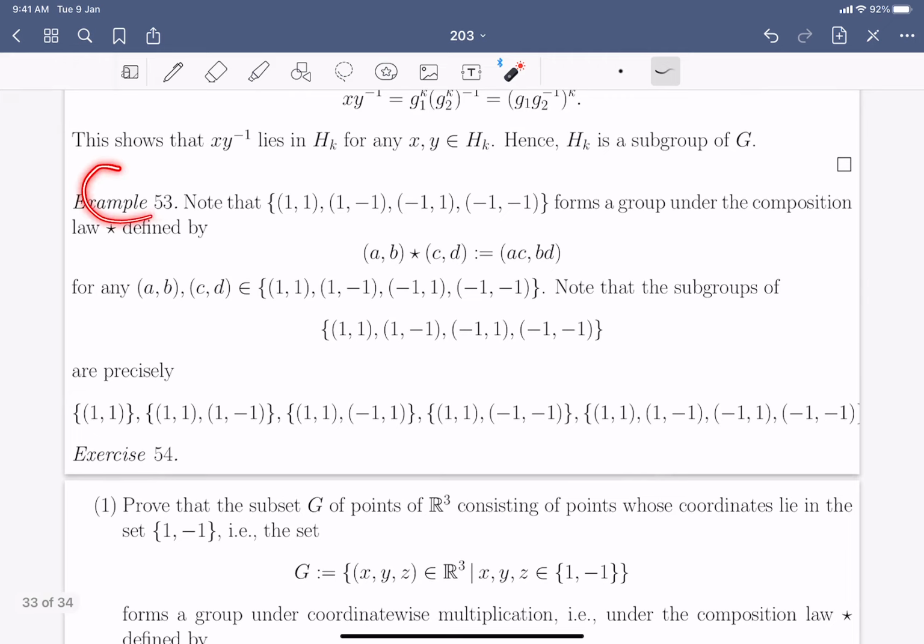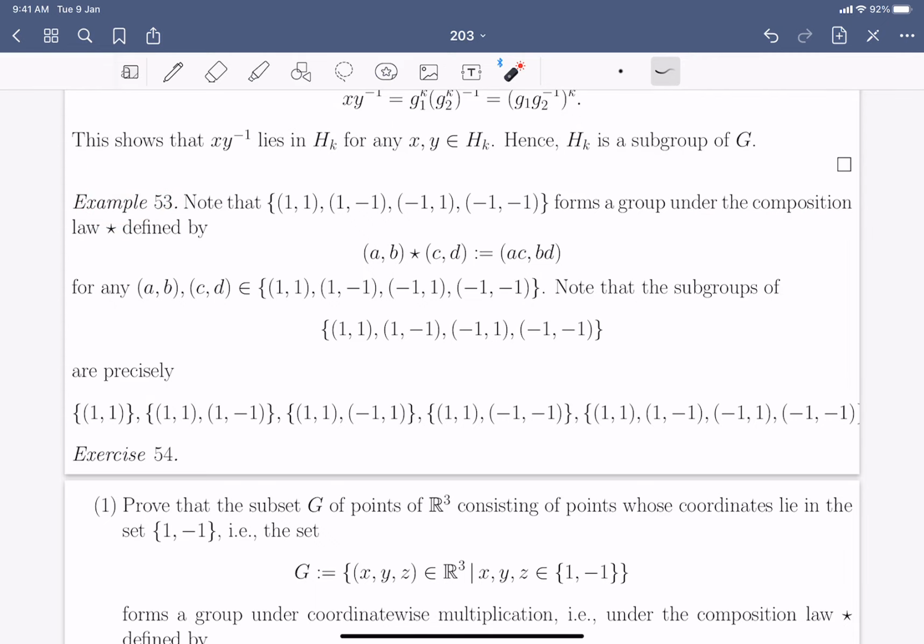Yeah, so here is an example. It focuses on this set, right? This set you have seen in one of the exercises, probably in lecture 1 or 2, I suppose. If you look at this set, then this forms a group under the composition law, which is coordinate-wise multiplication. You multiply A and C, and then you multiply B and D, and what you get is the composition of these two elements of this set. One can show that this does form a group under the composition law.